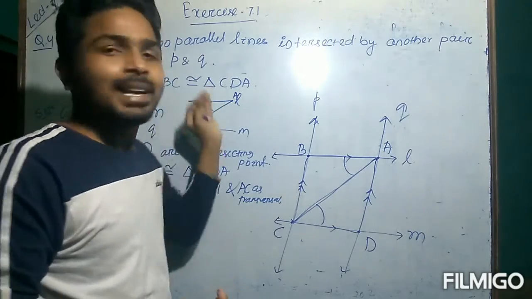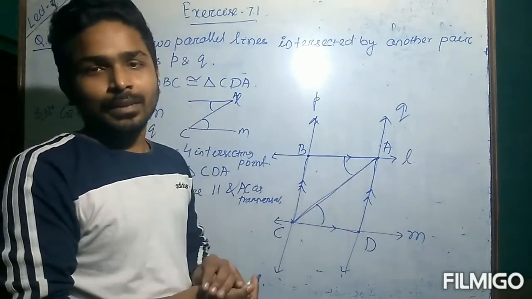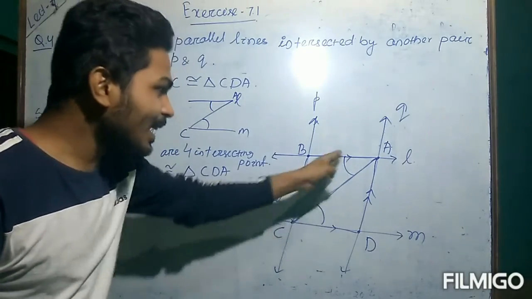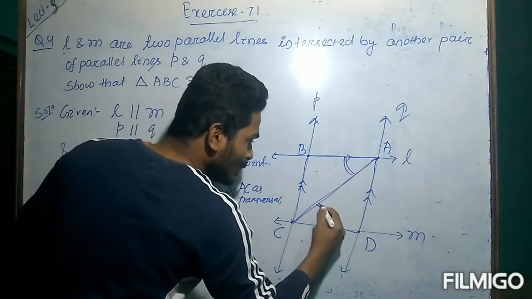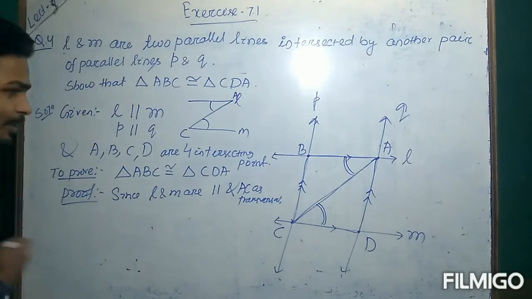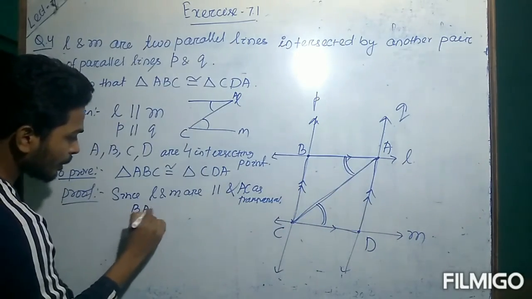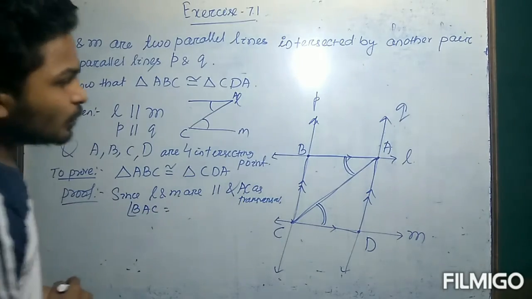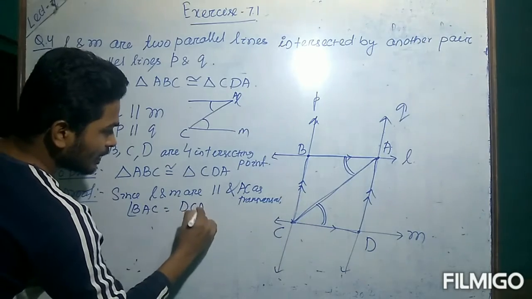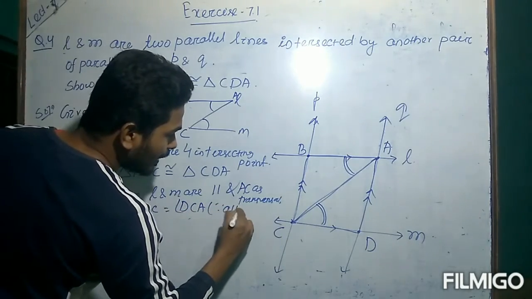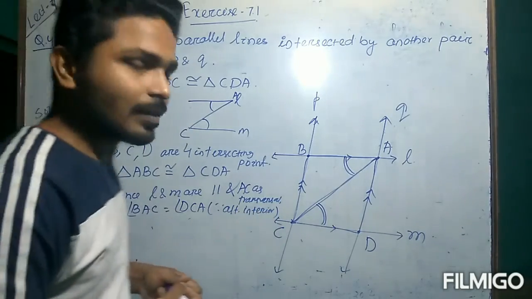Yes, they are equal. Why? Because these two pairs of angles are known as alternate interior angles. Hence, we know that the alternate interior angles are equal. So we can write that angle BAC is equal to angle DCA, because they are alternate interior. Are you getting this?